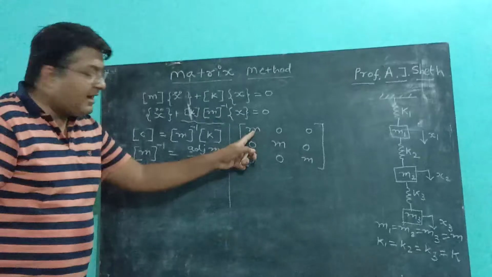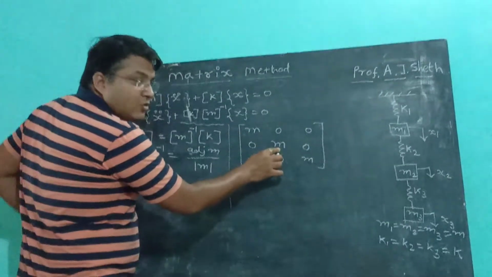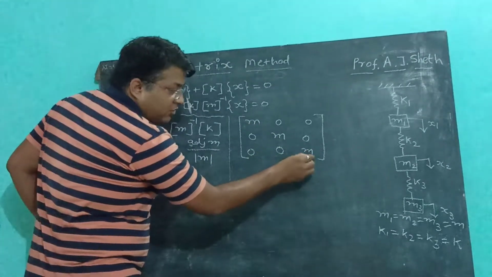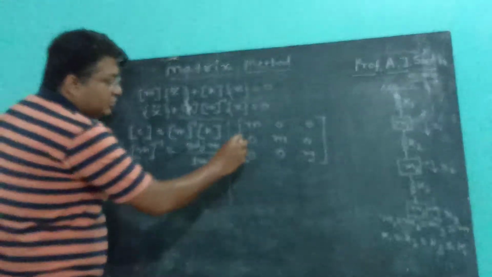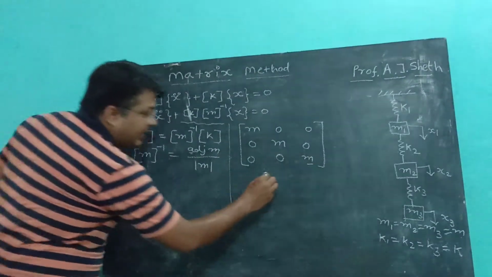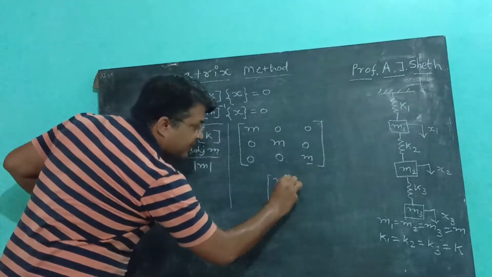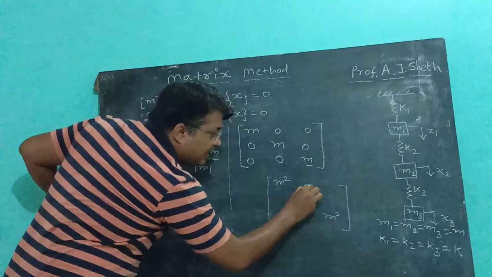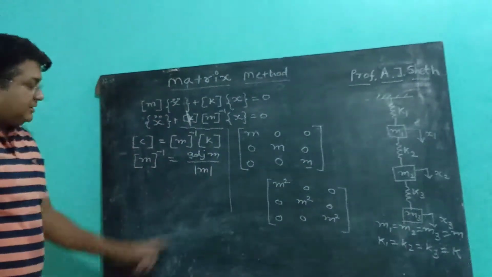So the adjoint at this particular location is m square. At this location it is again m into m square, and at the third location it is also m into m square. Okay, so adjoint m is now available. The value is m square, and the remaining places are 0. This is adjoint m.